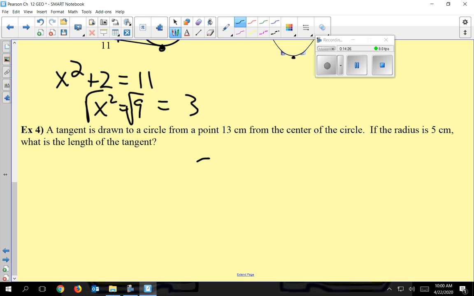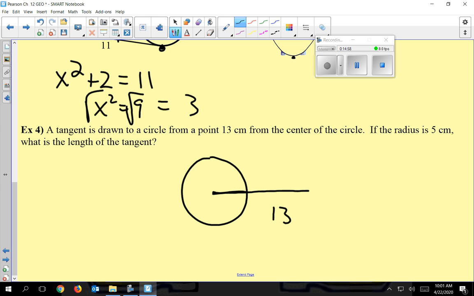So let's draw a circle, and let's put the center. And we have a tangent that's drawn to a circle from a point 13 centimeters from the center of the circle. So let's just draw a line, and let's just say it's 13. Okay. Now that's not tangent. I know it's touching the circle here at one point, but it's also then continuing on into the center. So that's really not tangent.